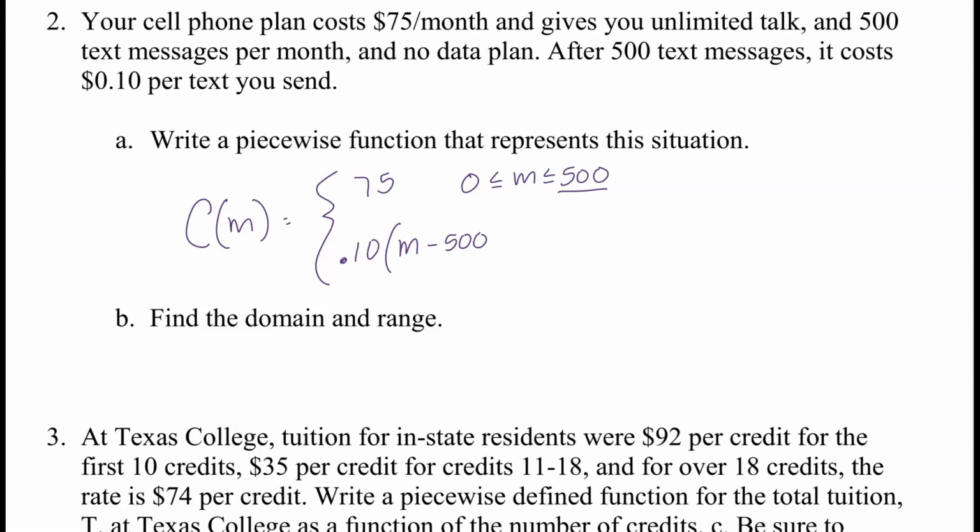So you would do the number of texts minus 500. But then this is in addition to your 75. You're still paying $75 basically for that original 500. So you add 75 to that 10 cents per additional text. And this is if you go over 500.